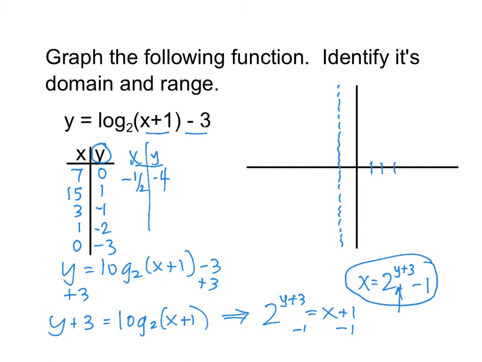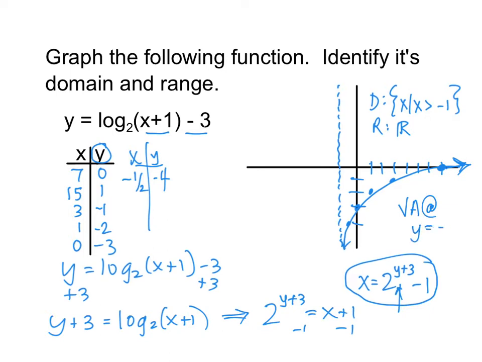We have (7, 0). And then we have (15, 1). I'm not going to plot it. (3, -1). (1, -2). (0, -3). And we did that other one, (-1/2, -4). And there is my graph. And we still know that the domain is x such that x is greater than negative 1, and the range is all real numbers. And there is a vertical asymptote at x equals negative 1.